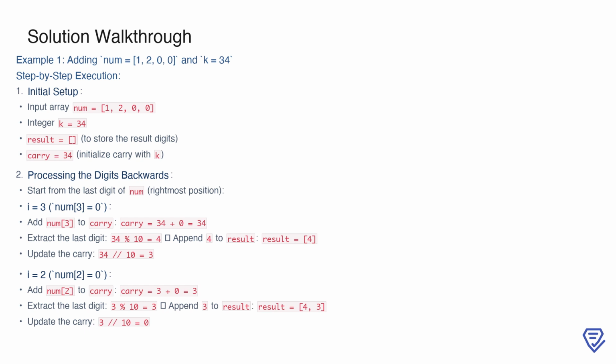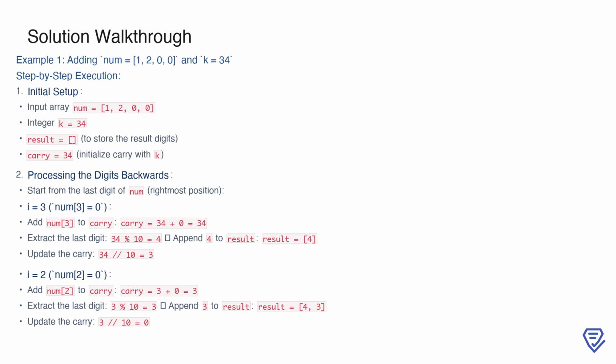We then extract the last digit of 34, which is 4, and append it to result. This makes result equals [4]. Next, we update the carry by performing integer division of 34 by 10, which results in carry equals 3. Moving to i equals 2, the value at number[2] is again 0. Adding this to the carry gives us 3. The last digit of 3 is 3, so we append it to result, resulting in result equals [4, 3]. We update the carry again, and since 3 divided by 10 is 0, carry now becomes 0.